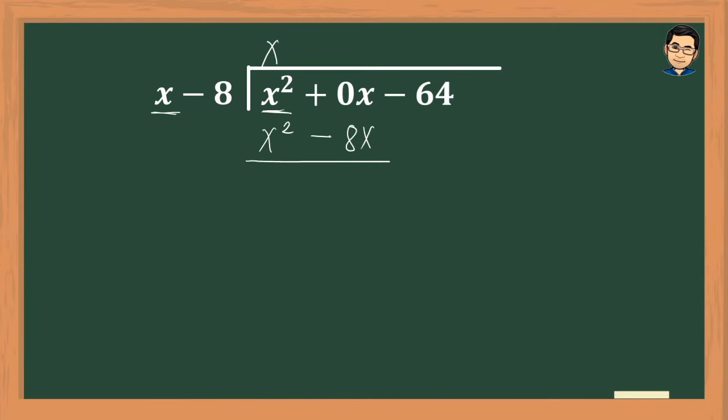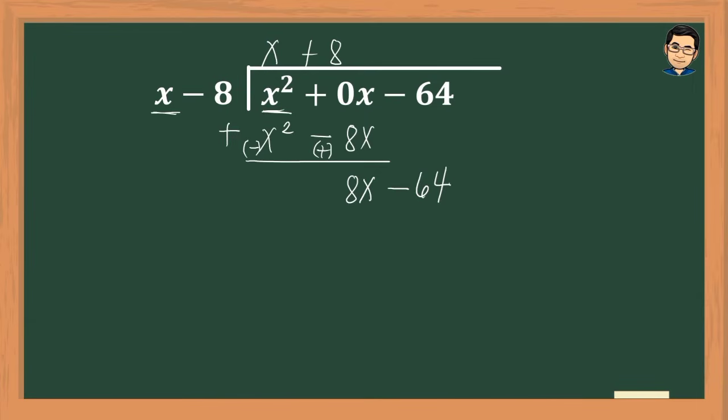And then, subtract natin, yung x squared magiging negative, and then yung negative 8x magiging positive, and then yung minus magiging plus. So, x squared plus negative x squared, that is 0. 0x plus 8x, that is 8x. And then, we bring down negative 64. Finally, 8x divided by x again, that is positive 8.